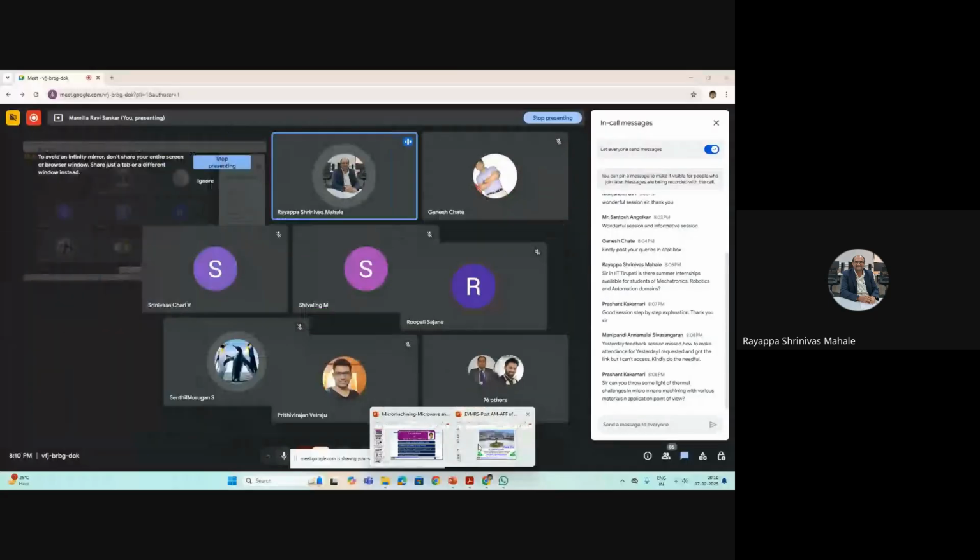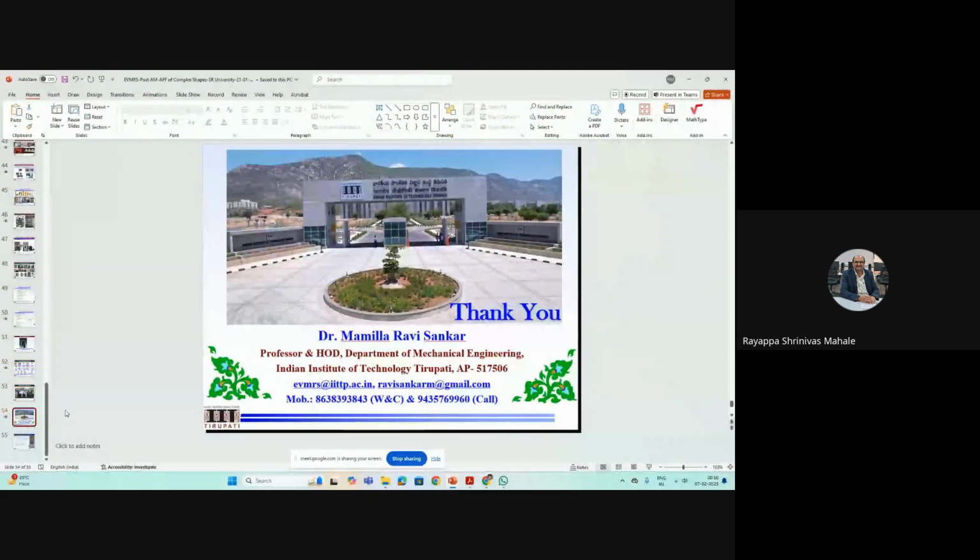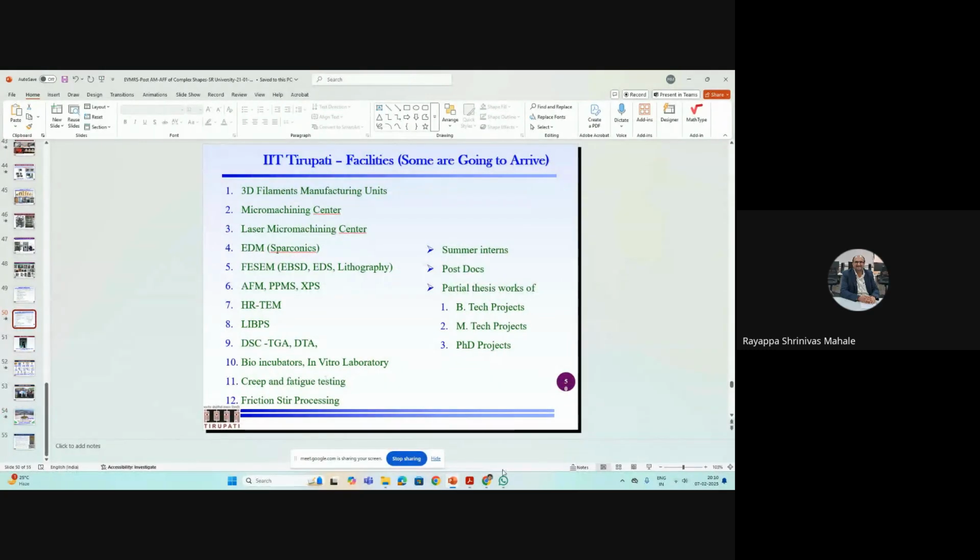As you said, sir, there are summer internships as well as project facilities available in IIT Tirupati. I just wanted to ask whether internships and project work are available for mechatronics, robotics, and automation domain students, sir. Okay, sir. What is the procedure to send our students to your institute, sir?